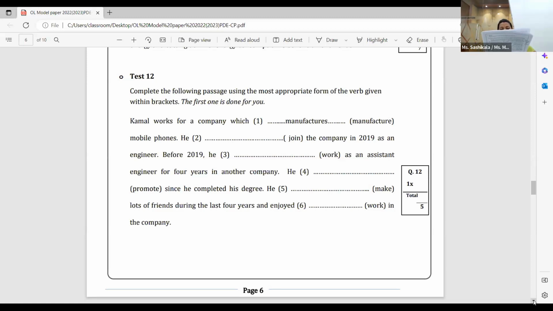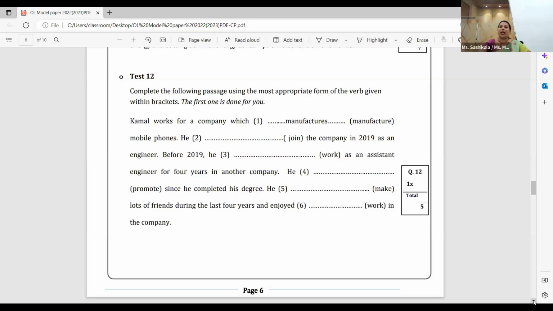Right? It is a grammar question where English grammar knowledge is tested here. Now see, Kamal works for a company. Kamal works. Here, works is present tense, right? Kamal works for a company which manufactures mobile phones. That means Kamal still works there, right? Now he is working, something he does every day. So he works, and so the company manufactures mobile phones.